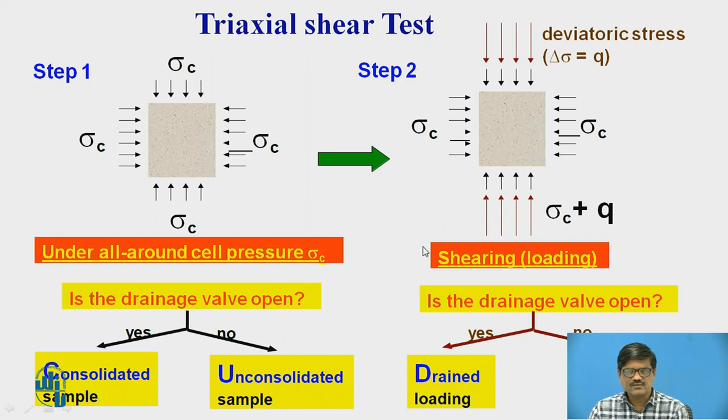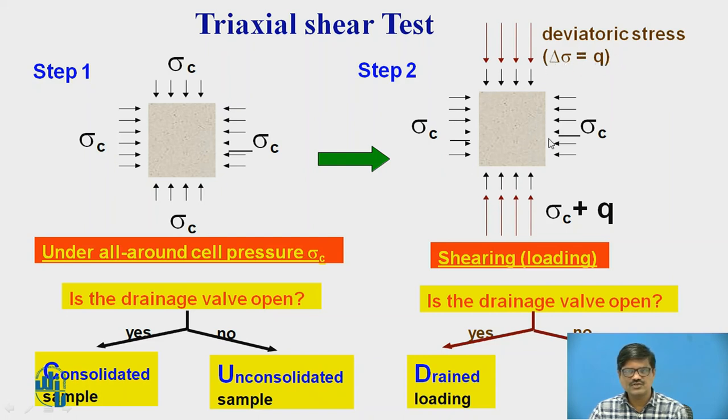Now these conditions you can see here. The drainage conditions we can understand from this slide. In the first step, the confining pressure is applied, an all round confining pressure. During this process, the drainage is either allowed or not. If it is allowed, then it is consolidated. If it is not allowed, then it is unconsolidated. Then the second stage is the application of the deviatoric stress, making the soil fail.